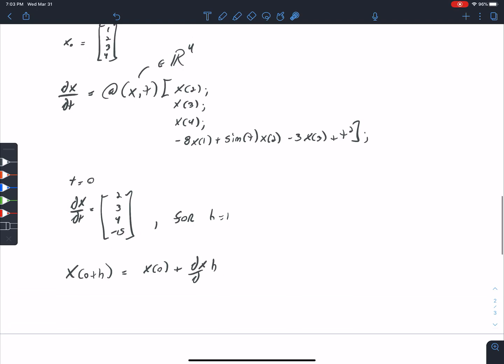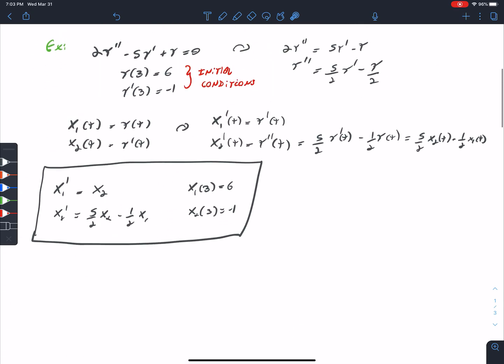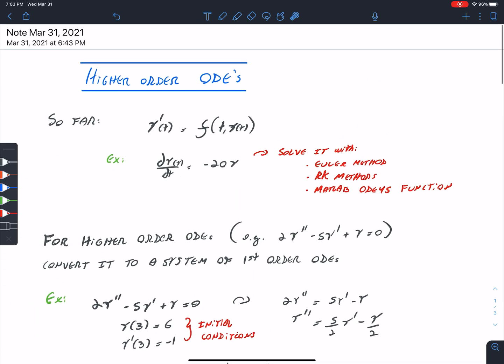So this is a summary of how to convert higher order ODEs, converting them into a system of first order ODEs, and how to use basic Euler's method to solve it.